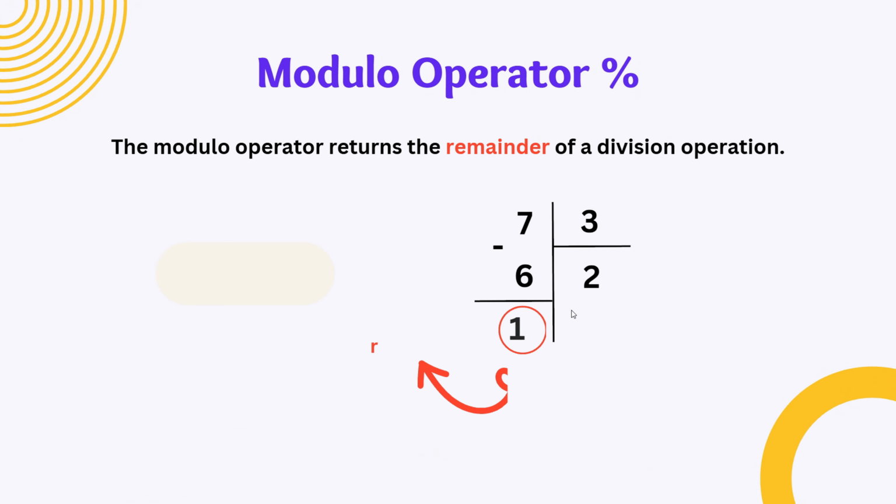Let's look at the traditional way of division to understand the modulo operator. If we divide 7 by 3, we get 2 with a remainder of 1. The modulo operator gives us just the remainder. That's the leftover part after the division. Let's open PyCharm and see these operators in action.